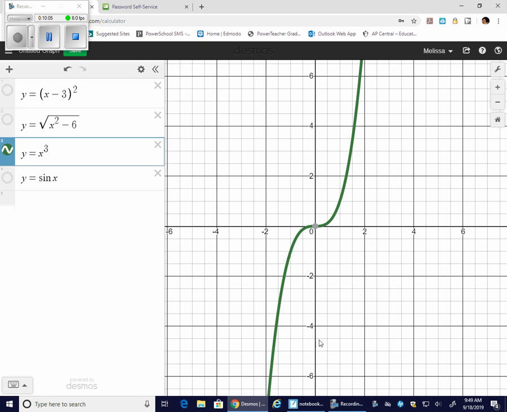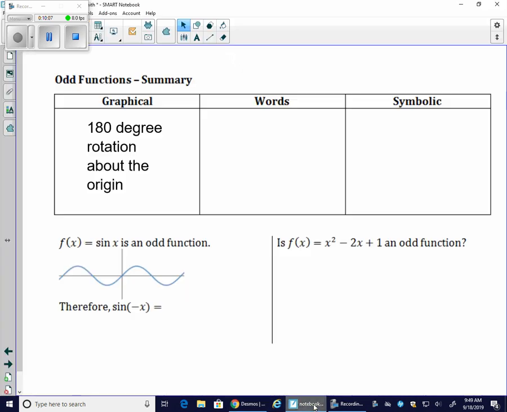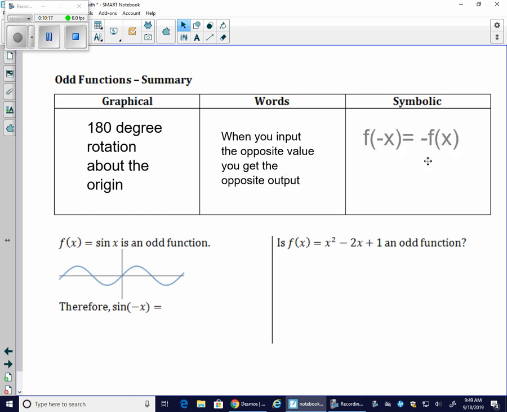So what makes something an odd function is when you input the opposite value, you get the opposite output. Symbolically, what does that look like? If I input -x, I'm going to get an output that is opposite. Let's explore another odd function. Sine of x is actually an odd function.